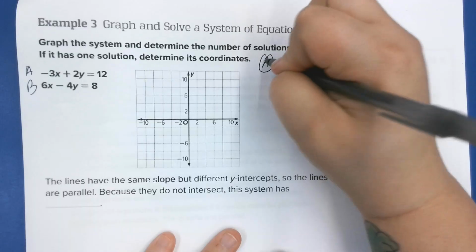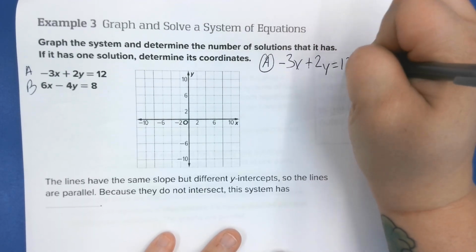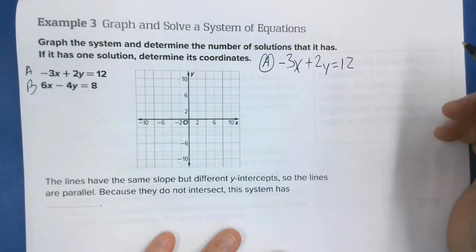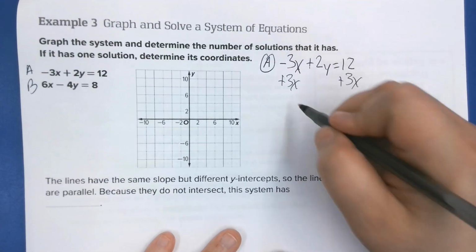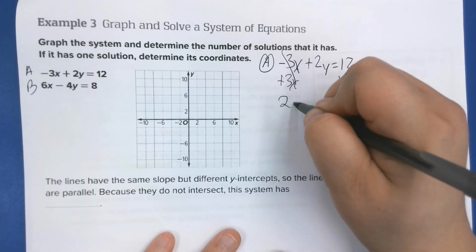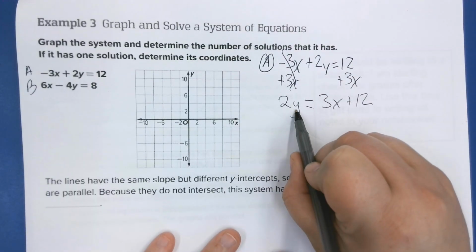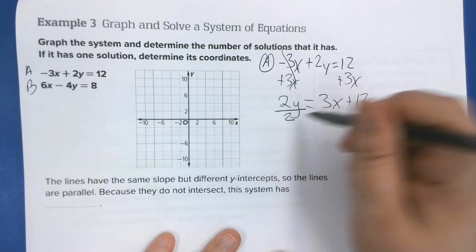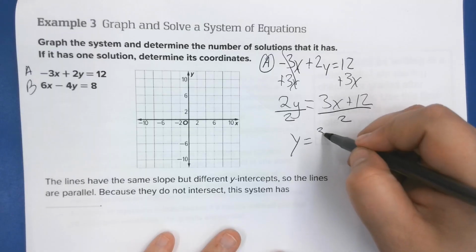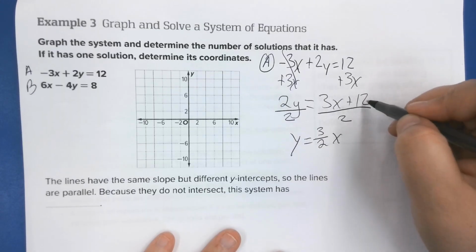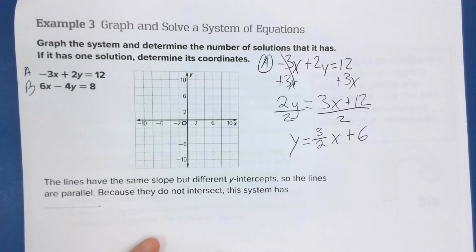So for A, I have negative 3x plus 2y equals 12. So I'm going to add 3x to both sides because I'm trying to get y by itself. So now I have 2y equals 3x plus 12. I need to get y by itself, so I'm going to divide by 2. y equals 3/2 x. 12 divided by 2 is 6. So let's go ahead and graph that.